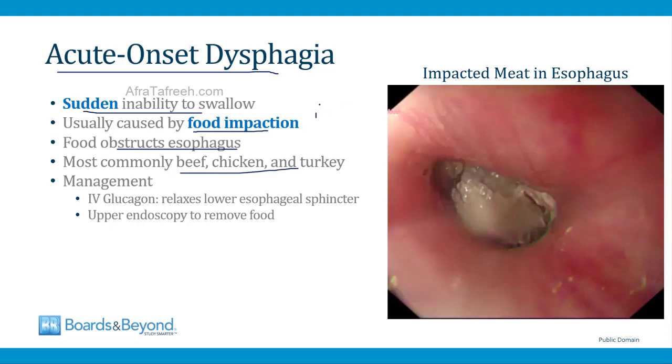Shown on the slide is an endoscopy with a picture of meat impacted within the esophagus. This diagnosis is usually made clinically in a patient who has the acute onset of dysphagia while eating foods like meats. The management involves IV glucagon, which relaxes the lower esophageal sphincter. This will sometimes help the food to pass. And then often upper endoscopy is required to identify the obstructing food and then to pull it out of the esophagus.